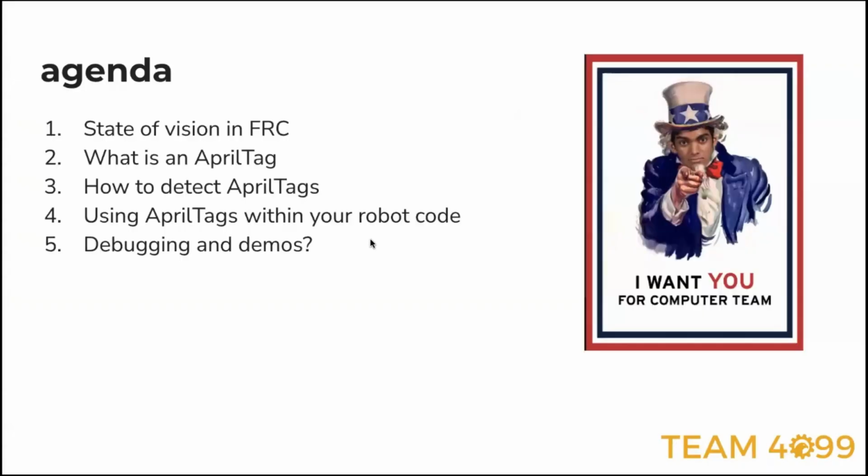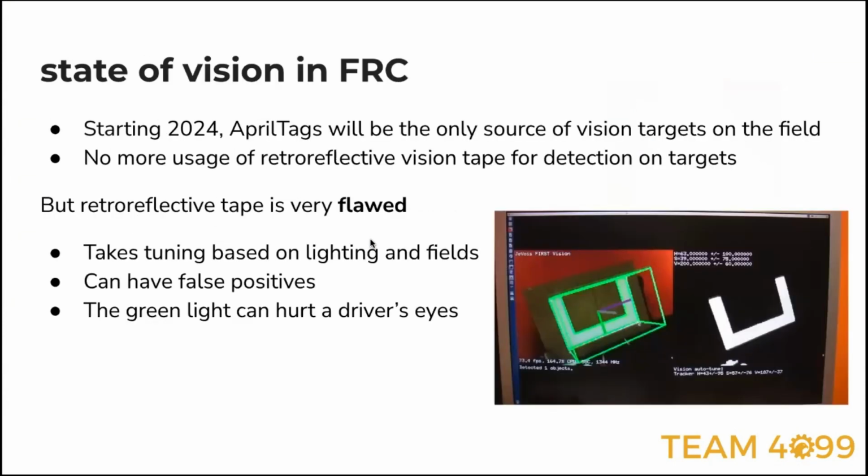Okay. So the overall agenda of this presentation is to talk about what vision looks like in FRC, what an Apriltag is, what retroreflective tape is, and why we should use Apriltags over retroreflective tape. Also, we're going to talk about how to detect Apriltags, different ways you can detect them, different hardware, software, cameras. How do you use Apriltags within your robot code and how do you implement Apriltags, as well as any debugging and some demos we have lined up.